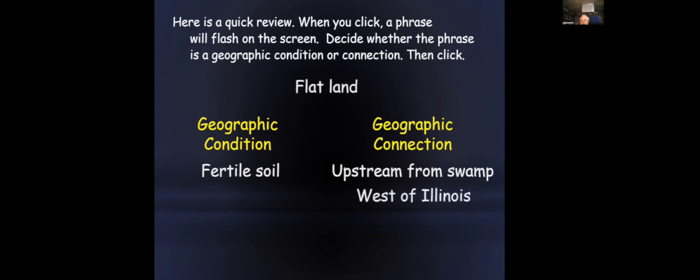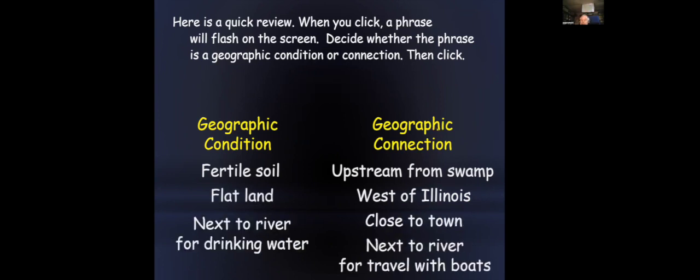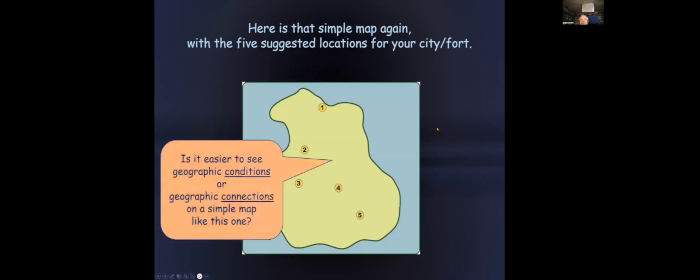So now here again, if you don't think that this quiz is needed in your grade level, by all means, delete all these frames out in here and get on to the point. So I'm going to just go ahead and race along. Is it easier to see conditions or connections from a simple map like this?